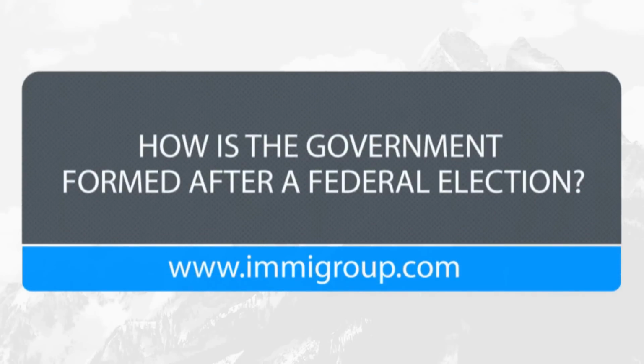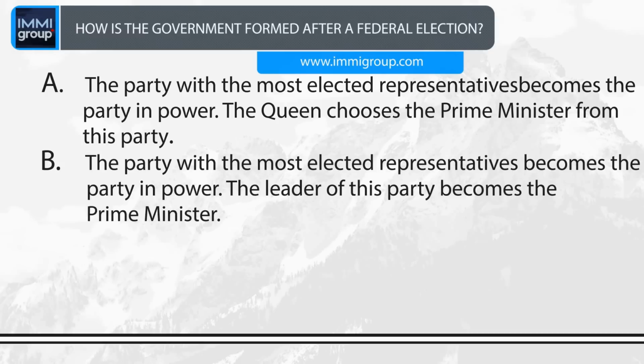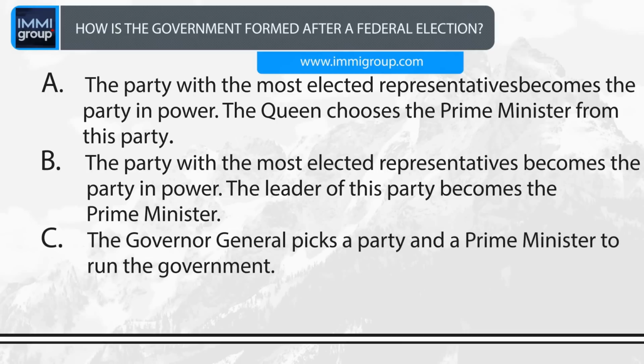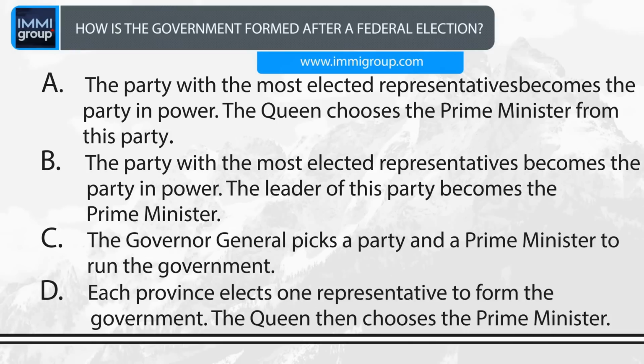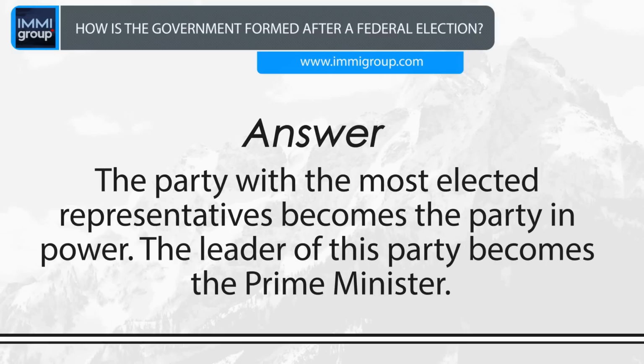How is the government formed after a federal election? A. The party with the most elected representatives becomes the party in power. The Queen chooses the Prime Minister from this party. B. The party with the most elected representatives becomes the party in power. The leader of this party becomes the Prime Minister. C. The Governor-General picks a party and a Prime Minister to run the government. D. Each province elects one representative to form the government. The Queen then chooses the Prime Minister. Answer: the party with the most elected representatives becomes the party in power. The leader of this party becomes the Prime Minister.